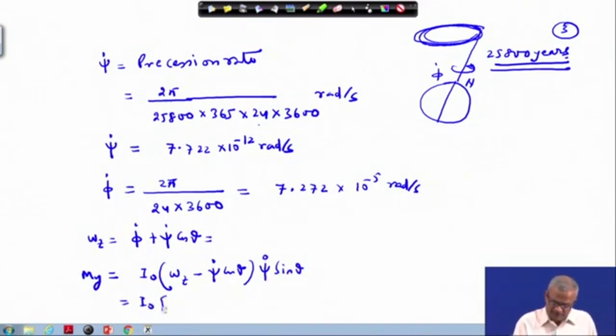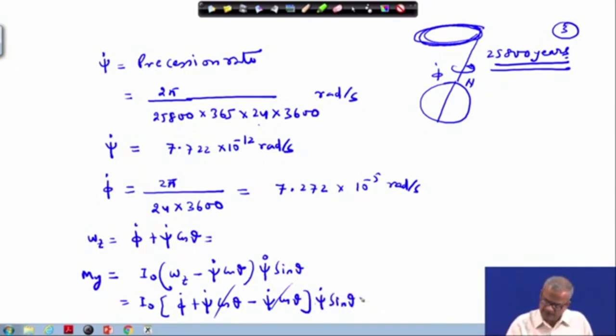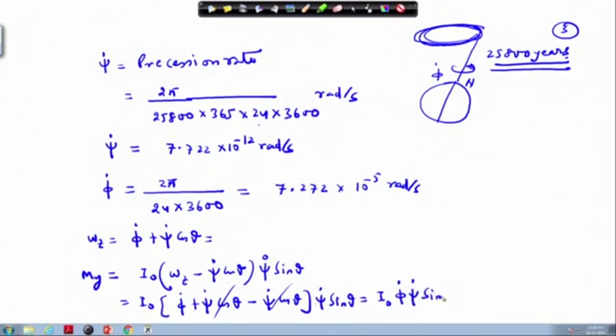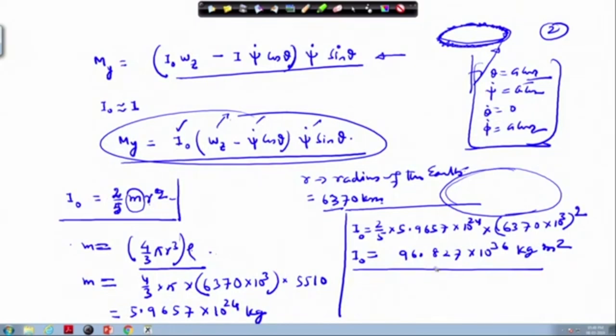So, omega z is the quantity here, phi dot plus psi dot cos theta, and from there the psi dot cos theta gets subtracted. So, these two cancel out, leaving us, and of course, we have to multiply this term also, psi dot sin theta. So, this gives I 0 times phi dot times psi dot sin theta. Insert all the values which we have computed here. So, this will be I 0.